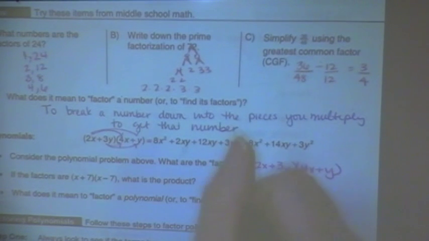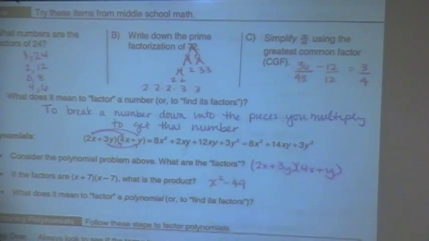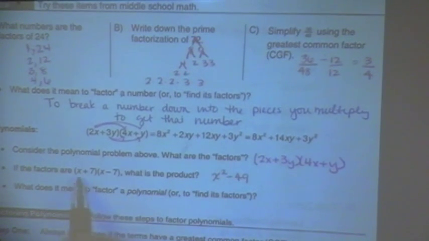Okay, so if these are my factors, what is the product? x squared minus 49. x squared minus 49. Remember, we talked about these yesterday. These are conjugates of each other. They have the same terms, x and 7. One is plus, one is minus. So when you have conjugates, you don't have to F and IL, you just have to F and L. So it's x squared minus 49.